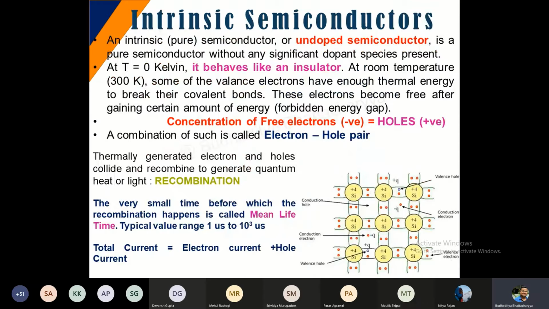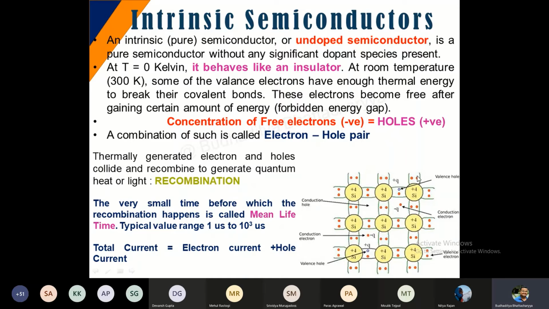Now we come to intrinsic semiconductor. So we have established what a semiconductor is. Now if you observe an intrinsic or pure semiconductor, or undoped semiconductor, this word is crucial. It's a keyword. Okay. An undoped semiconductor is a pure semiconductor without any significant doped species present. So this is pure silicon.